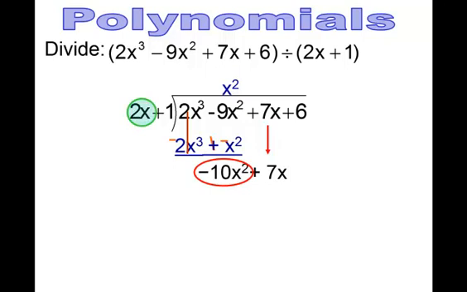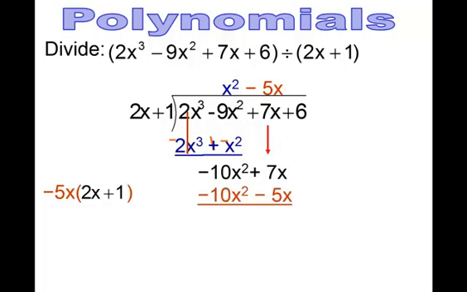You're only focused on that negative 10x squared and that 2x. What are you going to multiply 2x by to get a negative 10x squared? So you need to multiply by a minus 5x. And you have to distribute it to the entire 2x plus 1. So you end up with a negative 10x squared minus 5x. Now you need to change the signs. So you're changing the signs here. That 10x squared is going to cancel out, and you're going to have 7x plus 5x, which gives you 12x.